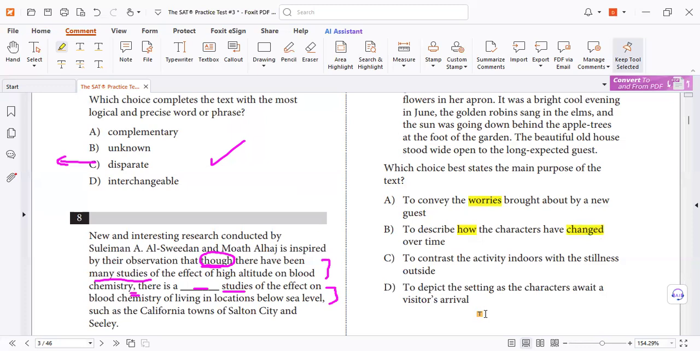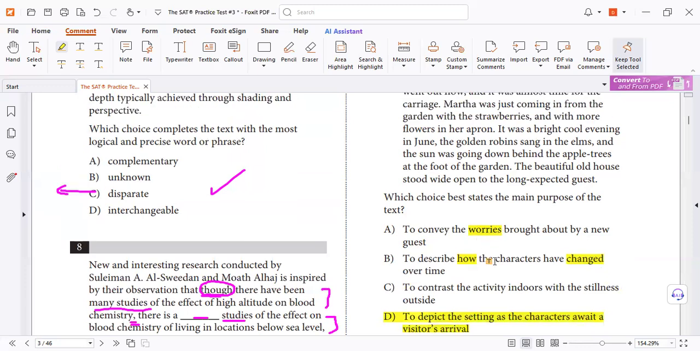Letter D. Letter D is correct. Yes, be careful about the structure of the questions. Perhaps the characters change, but he didn't describe how. Very good job.